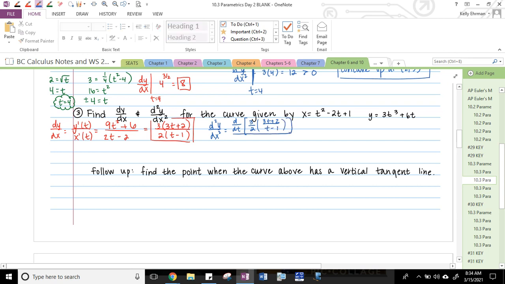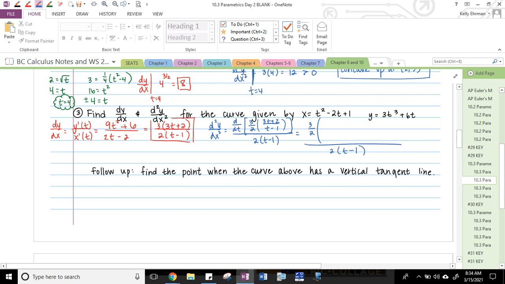You don't have to do it that way. I don't know what will be easier. And then don't forget, though, it's over that x prime. So it's over 2t minus 2, or it's over 2 times t minus 1. All right, so we have to remember how to do quotient rule, right? There's a constant out in front. So I'm going to say 3 over 2 times something. And then I'm going to also put, so I don't forget about this, over 2 times t minus 1.